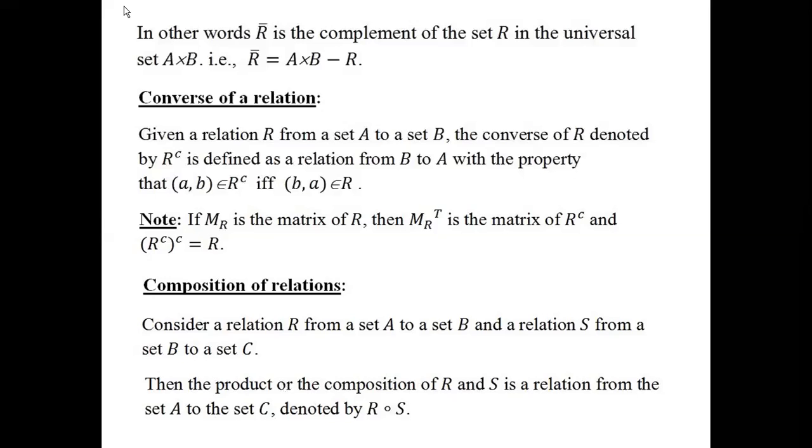So I'll repeat the definition for you. We have considered two relations R and S. R is defined from A to B and S is defined from B to C. The product, or the composition, of R and S is also a relation. It is a relation from A to C, usually denoted by R composition S.